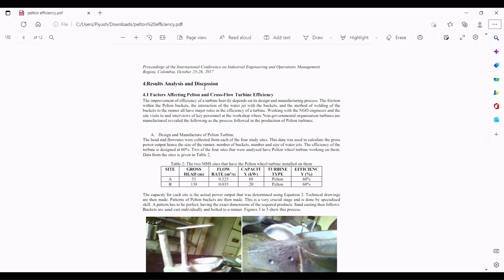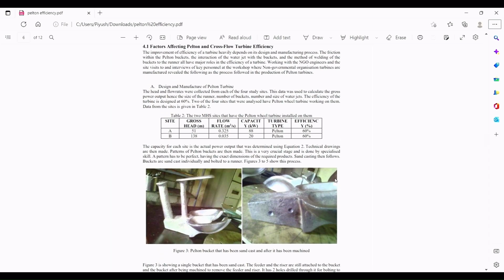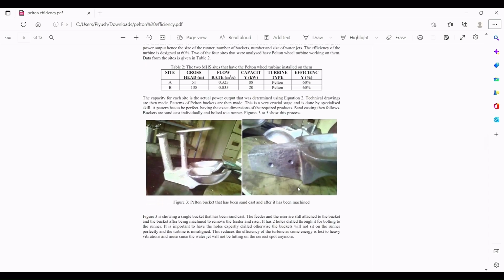Result analysis and discussion. Factors affecting the Pelton and cross-flow turbine efficiency. The head and the flow rates were collected from each of the 4 study sites. This data was used to calculate the gross power output. As it is given in this table number 2, the efficiency of the Pelton turbine is designated at 60%. The pattern of the single piece Pelton bucket as it is given in the figure number 3 was made after studying the given table.